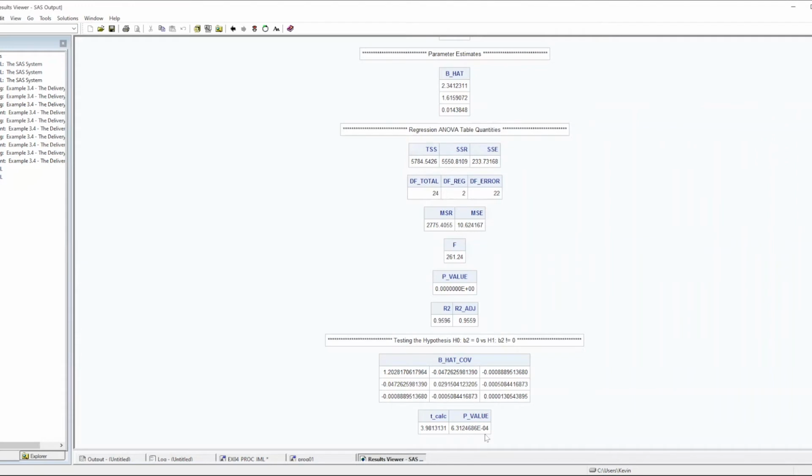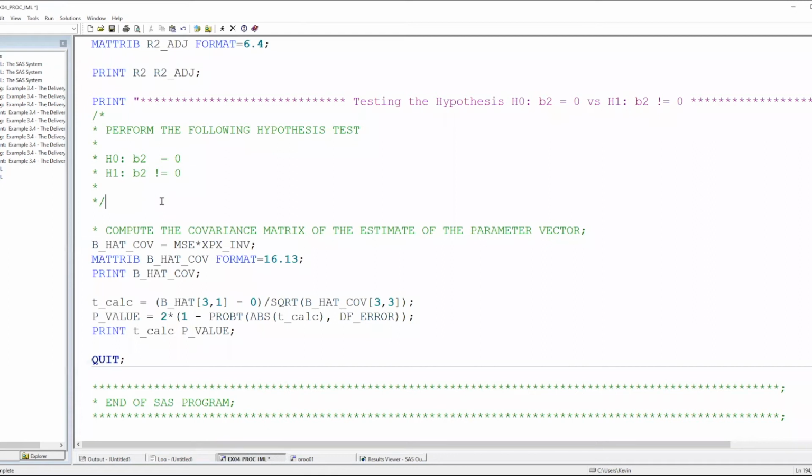We can see here that there's strong evidence against the null hypothesis that beta 2 is equal to 0, and so we would conclude that beta 2 is in fact non-zero, and therefore delivery time does depend linearly on the distance that the delivery driver has to walk, even though the number of cases is already in the model. So that's how we can do this follow-up analysis using proc IML.